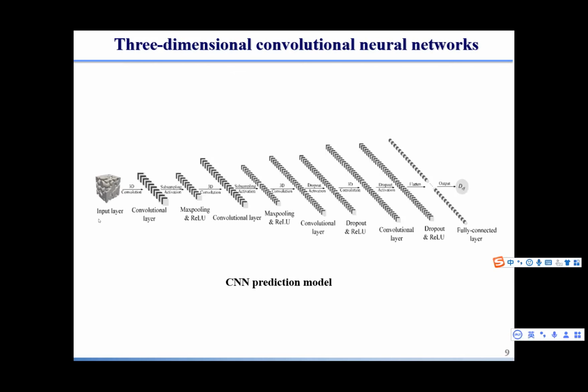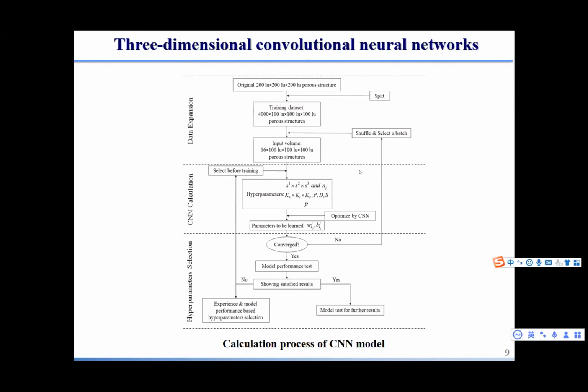This model typically has an input layer where we input data, then a convolutional layer. We extract the feature maps, and the pooling layer takes the maximum of the features, then the dropout and the output. And after each iteration, we get the diffusivity. So this is the whole process for our model.